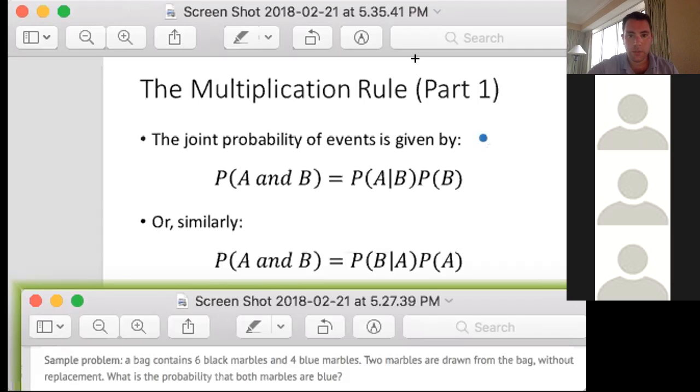Okay, so let's look at this here. I pulled up the question and I pulled up the slide about the multiplication rule, right? So we said here that the joint probability of dependent events is given by the probability of A and B is equal to the probability of A given B multiplied by the probability of B, right?